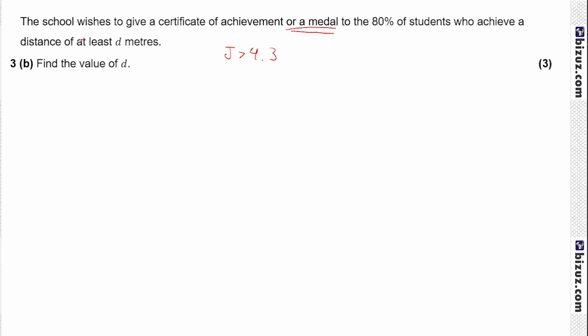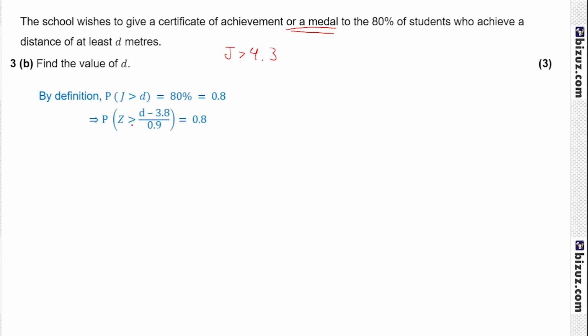All right. So the school wishes to give a certificate of achievement or a medal to the 80% of students who achieve a distance of at least d meters. So we need to find the value of d. That's what part B asks of us. So by definition, the probability of J being greater than d, or greater than or equal to, that means the same thing, is going to be equal to 80% or 0.8. That's what the question literally tells us.